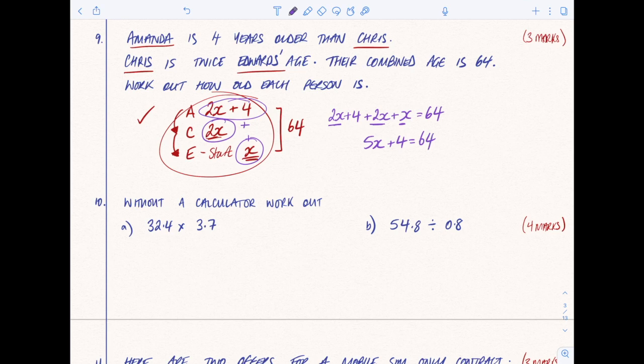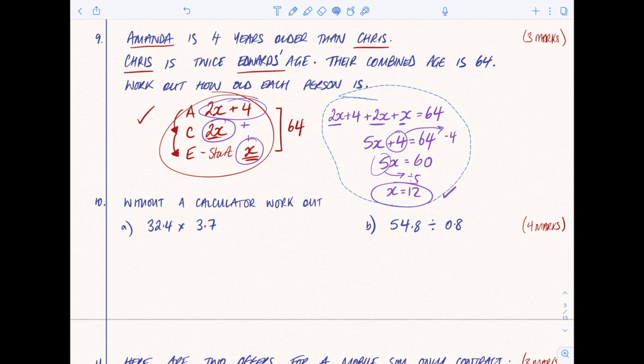So now I need to go to solving this. And if you're unsure on solving, it will be worth looking at the video I've done on solving equations to get your head around it. Take the 4 over, it becomes a minus 4. So we're saying 5X is equal to 60. And then to get rid of the 5, we divide by 5. So X is equal to 12. Okay, that would pick you up another mark for finding the value of X. So let's just move that to the side.